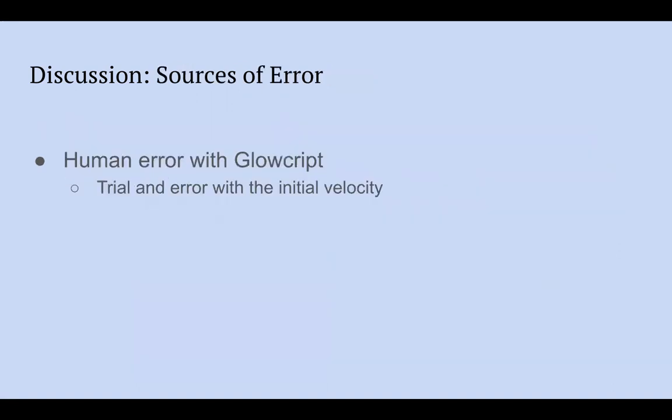Finally, some sources of error within this lab are human error due to closed script. Specifically, there could have been errors while using trial and error to find the initial velocity in part 2 of the lab.